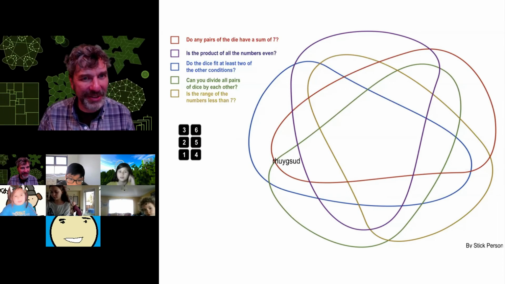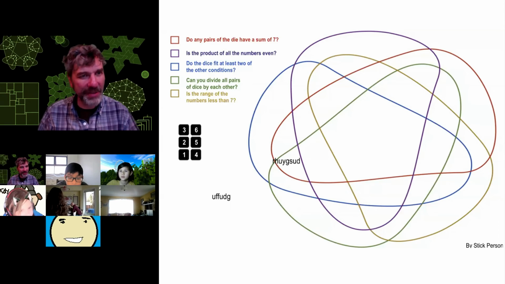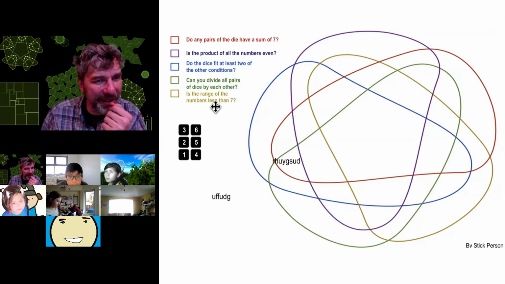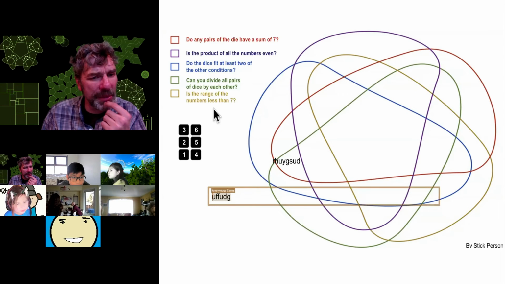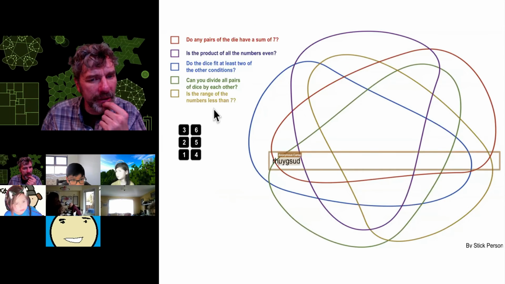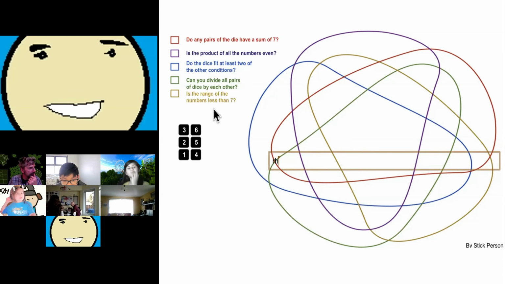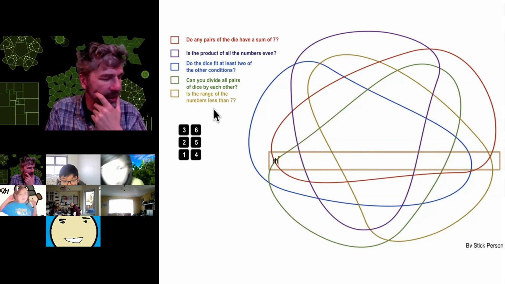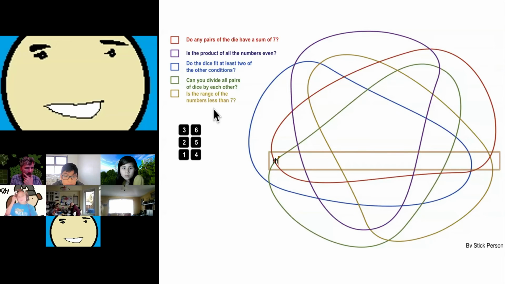Who else have we got here? So this is stick person. Okay, stick person. Do you want to describe what you've got here? Is the range of the numbers less than 7? Describe what you mean by the range of the numbers. Like the largest minus the smallest. Are these 6-sided dice that you're dealing with? Yeah, 6 dice, like the largest minus the smallest.